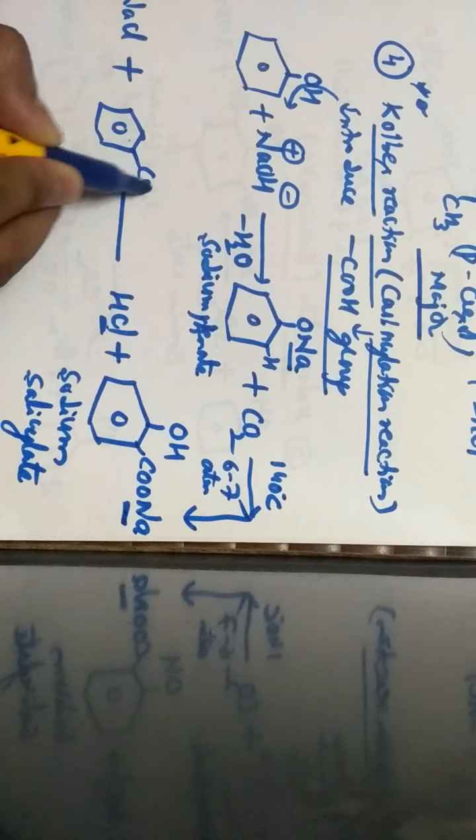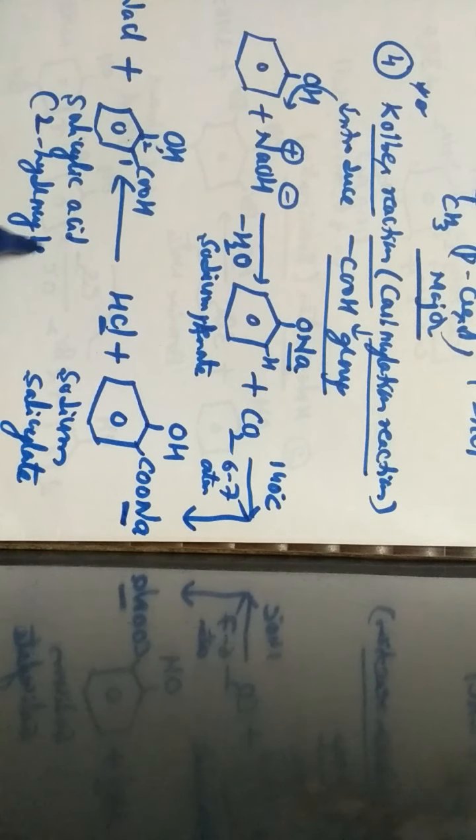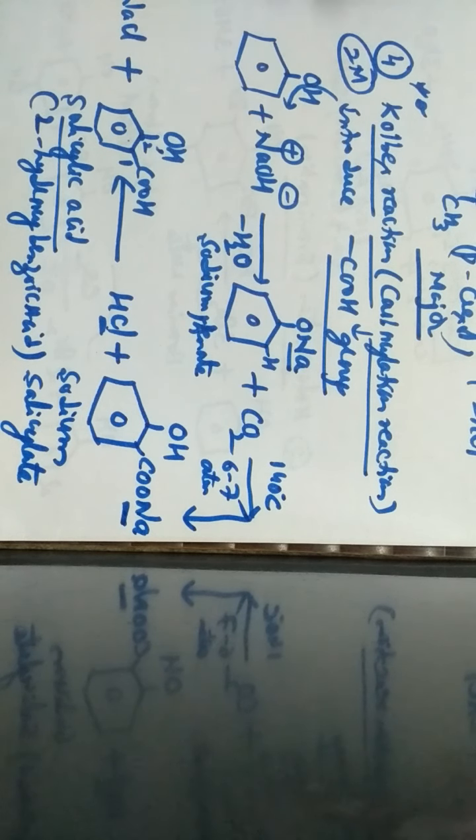This particular product which is obtained is called salicylic acid. Since the carboxylic acid gets the first priority, this becomes the second position and this becomes the first position, hence I can also call it 2-hydroxy benzoic acid, or else you can also call it salicylic acid. So this particular reaction is called Kolbe's reaction. Many times in the board exam it has been asked as a 2 marks question, and this question has even appeared in competitive exams also.